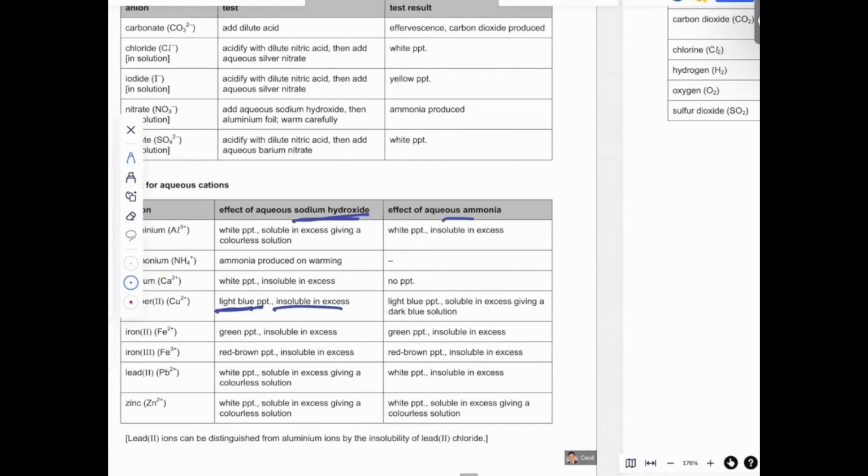If you add aqueous ammonia, you get a light blue precipitate soluble in excess, giving a dark blue solution. It means the light blue precipitate will disappear, then the whole solution turns dark blue.